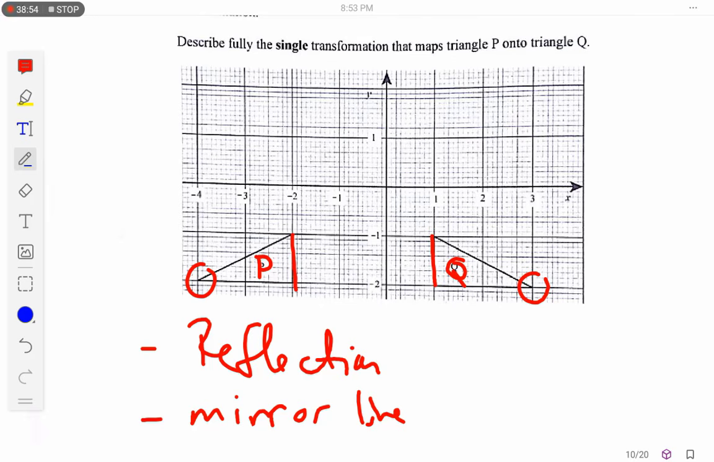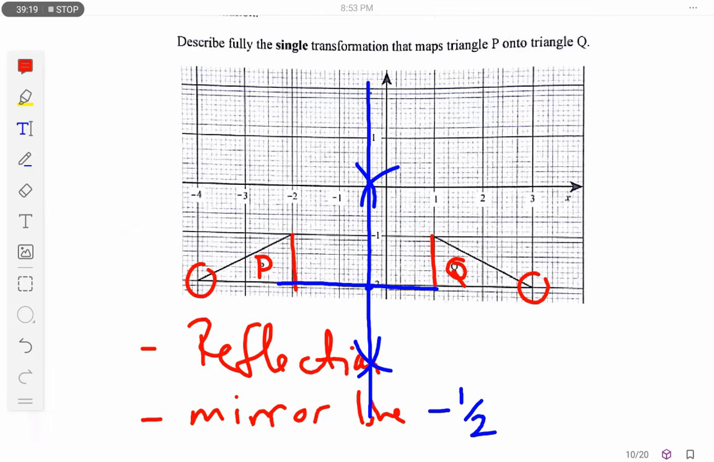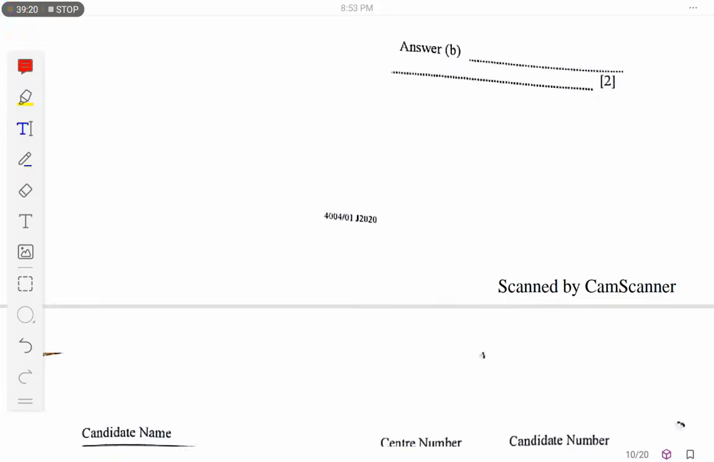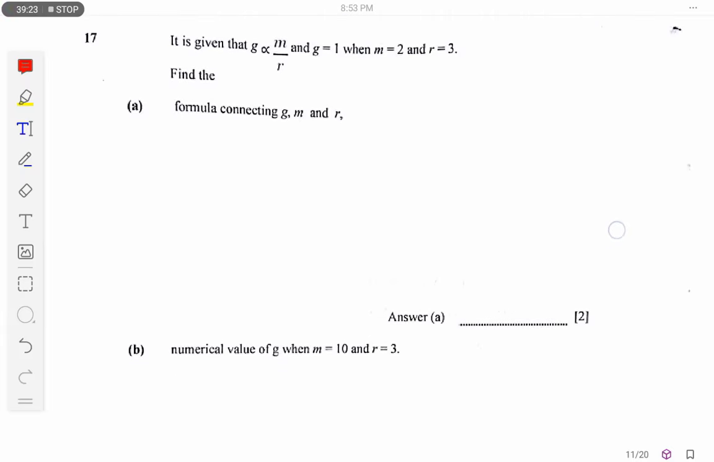Okay, so you can bisect, you can draw a line. What you can do, you can draw a line like this, and then you do your bisection. You can bisect there like this. This is how I normally do it. Then where it crosses there, that's your mirror point there. And you find out for this question, we are going to get our -1/2 there. That's our mirror line. Okay, but that's how you do it when you're in the exam. Let's go to number 17.